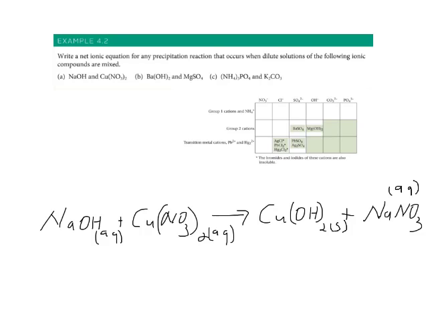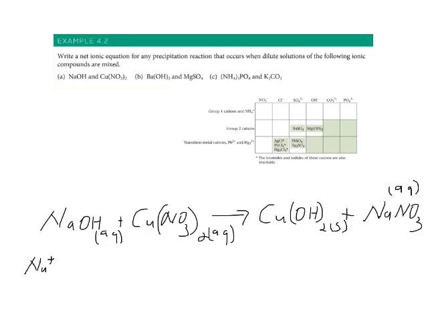Alright, now I'm going to rewrite the equation, and I'm going to write everything in the form that it exists in the solution. And what I mean by that is this, that if sodium is an ion in the solution, I'm going to write it as an ion. I'm not going to put the AQ because I'm running out of room here.